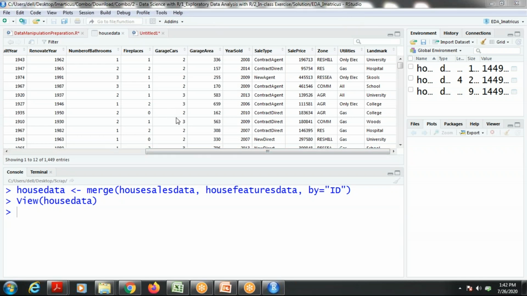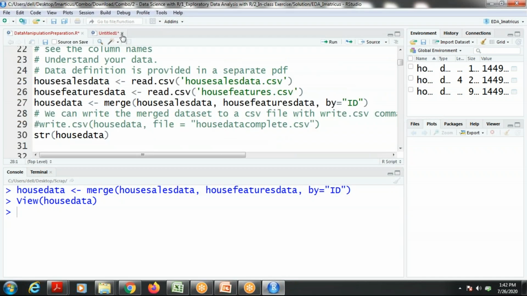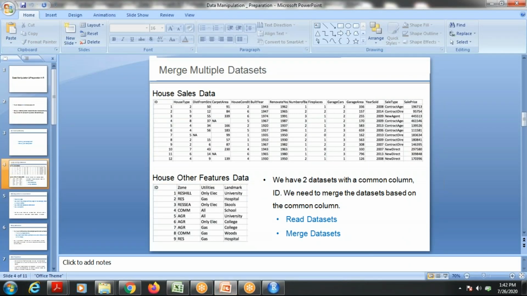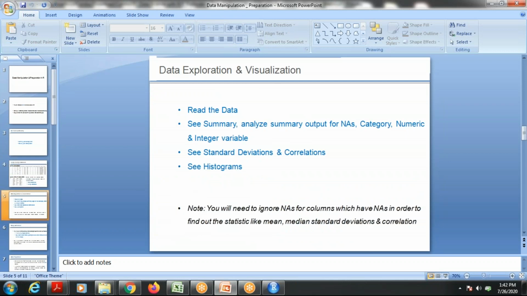This is how we merge the data depending on the common attribute, that is the common variable. So this is what this problem statement was saying. Then we are going to do some data exploration and visualization, like we are going to see the summary of the data for numeric, character, standard deviation, correlations. We are going to do a lot of stuff.